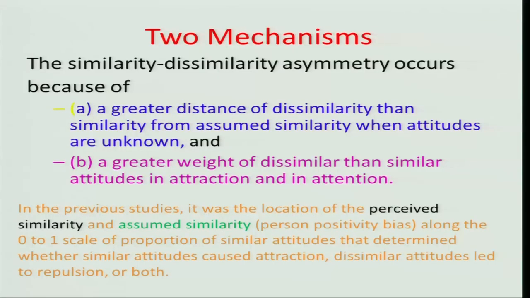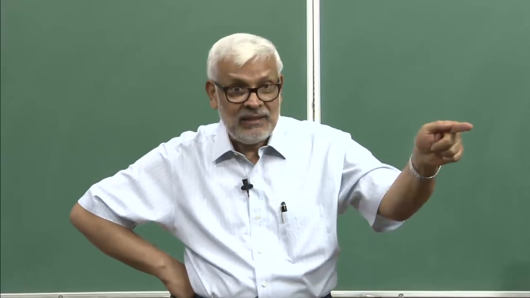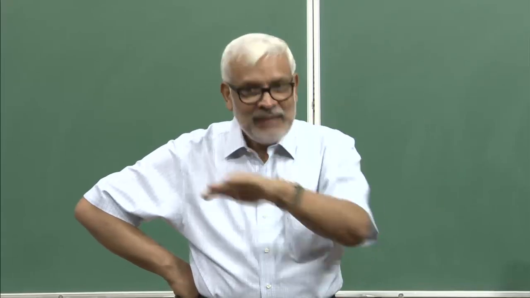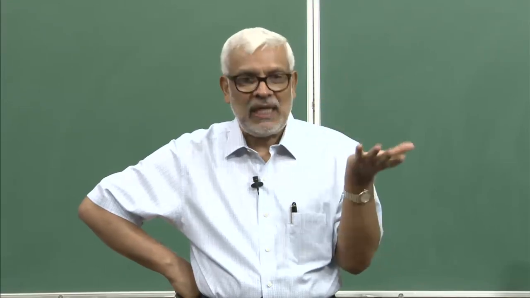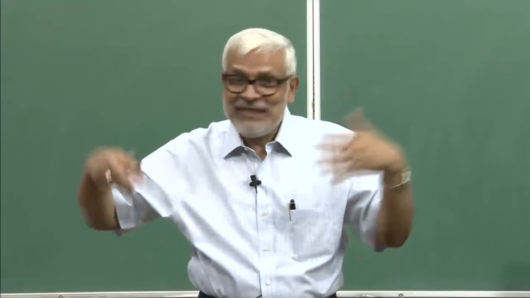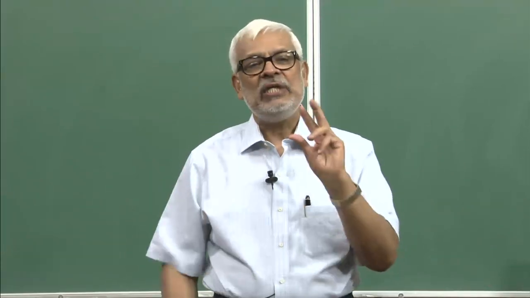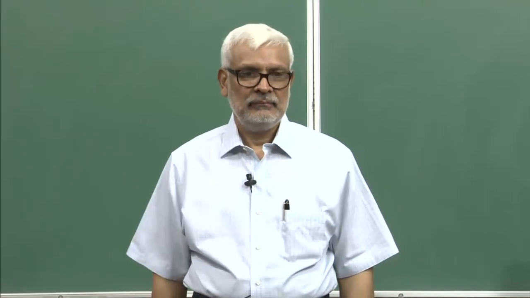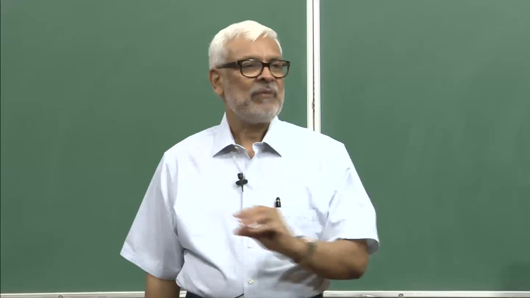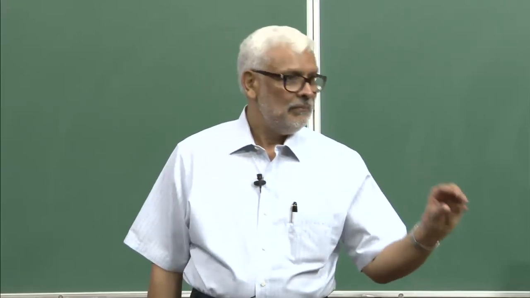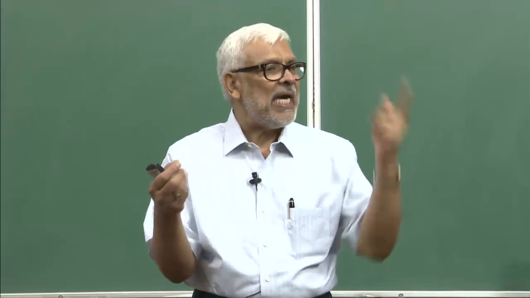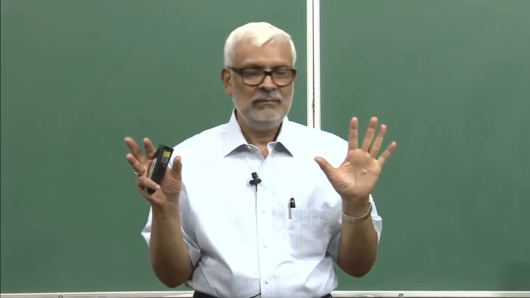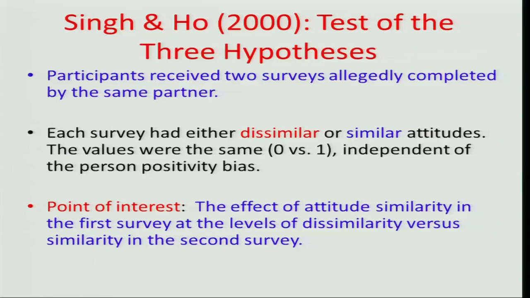Let us control assumed similarity. In the age study we varied assumed similarity; now let us hold it constant and manipulate similarity and dissimilarity. I do not know how this idea came, but it was very simple: you design two surveys, survey A and survey B, each with 6 attitudes. Manipulate similarity and dissimilarity in the first and in the second. So it becomes a simple 2x2 design, just like Rosenbaum's, but with no photograph condition. Got it? Okay. We manipulate similar and dissimilar in the first survey and the second survey, and look at how the four means would look.